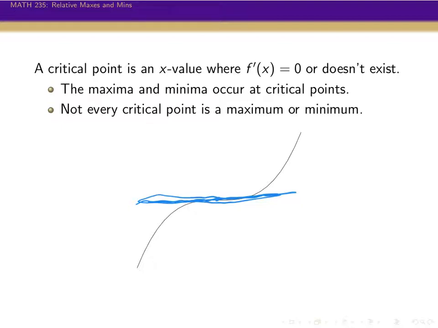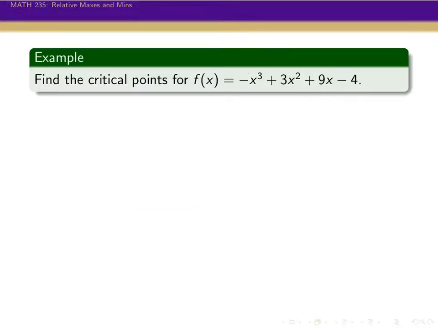So being a critical point doesn't guarantee that you are a relative maximum or minimum, but if you are a relative maximum or minimum, you must occur at a critical point.